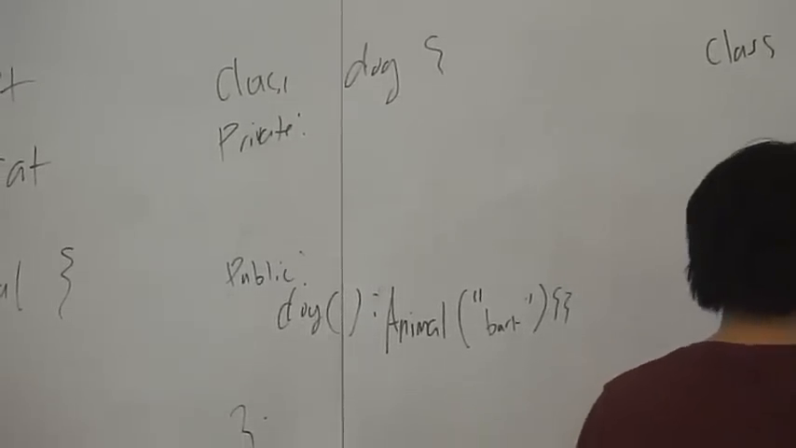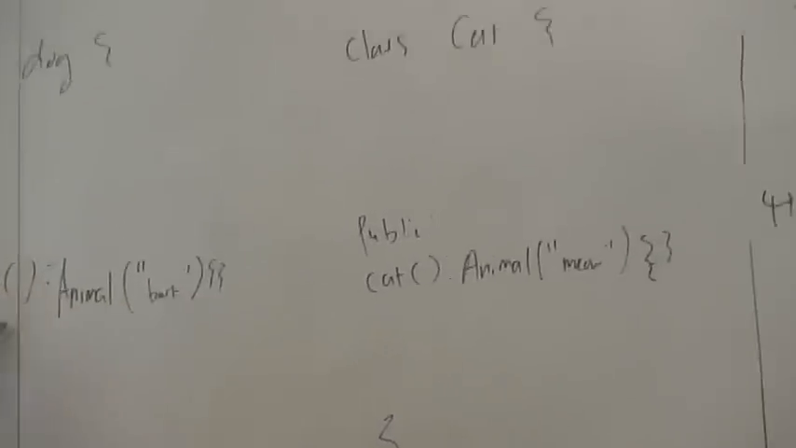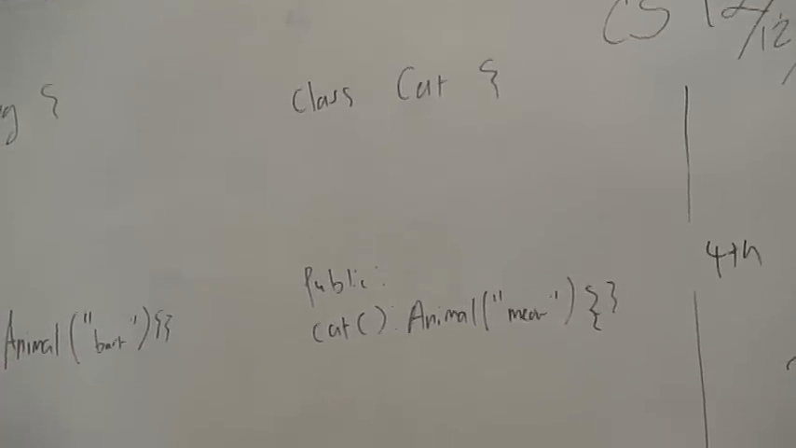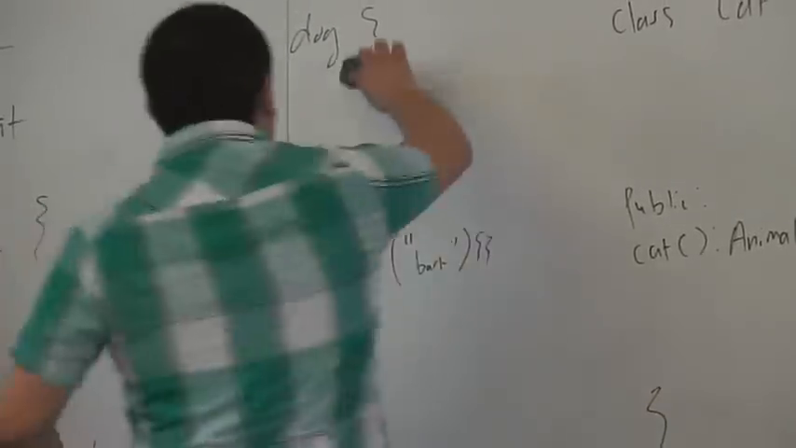Okay, so that's actually quite a lot. So let's go and deconstruct what's happening here, right? A dog is an animal. Not has an animal. A dog is an animal.